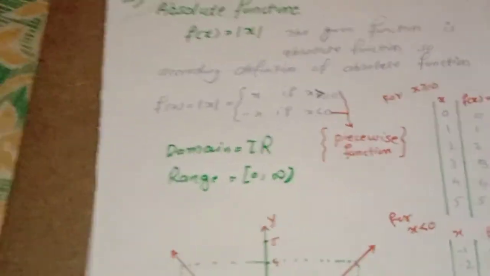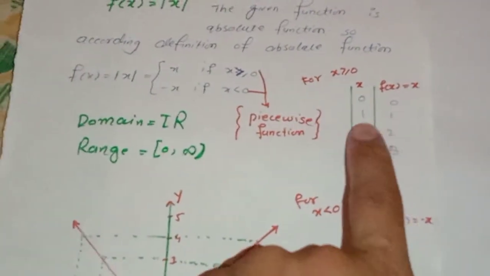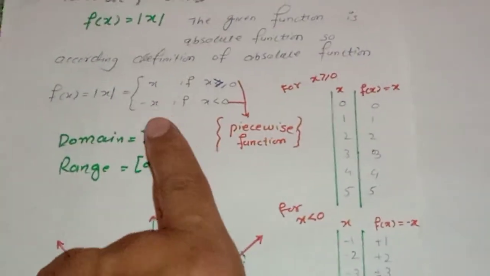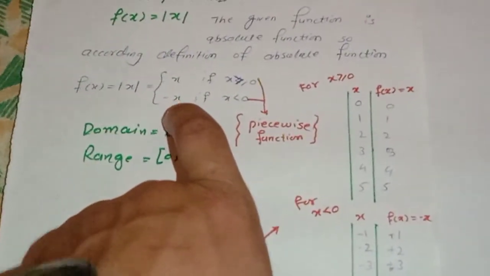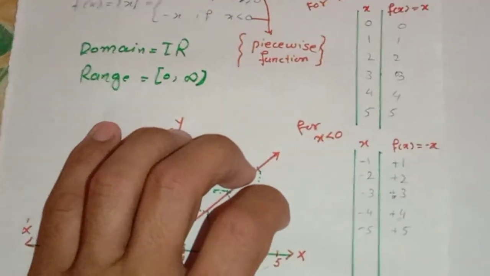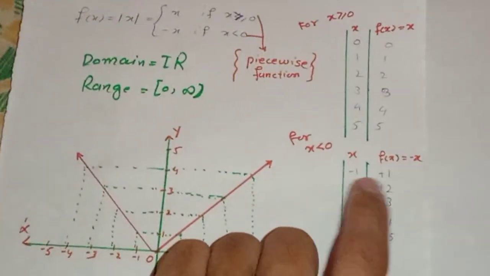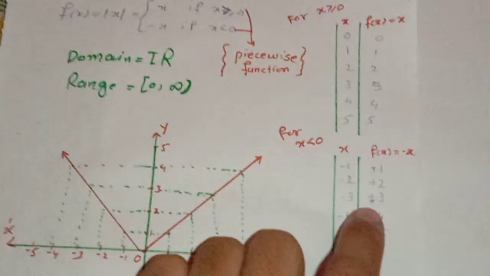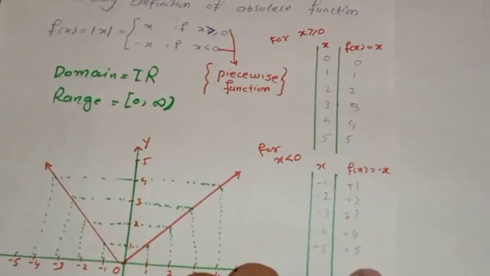So for x greater than or equal to 0, when we put 0, it will give us 0. When 1, it will give 1, then 2, 3, 4. It is a linear function, as we know. And the next term is minus x. We will put only negative values, because it will give us a positive number, as the absolute value function gives us a positive number, not a negative number. So when you put -1, it will give 1. When -2, it will give 2. When -3, it will give us 3. When you put -4, it will give us 4. When you put -5, it will give us 5.